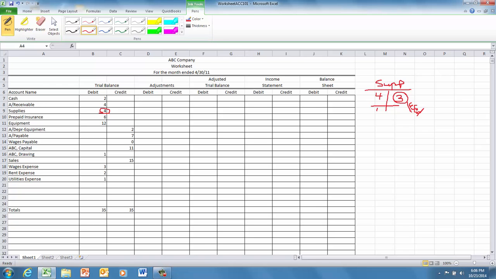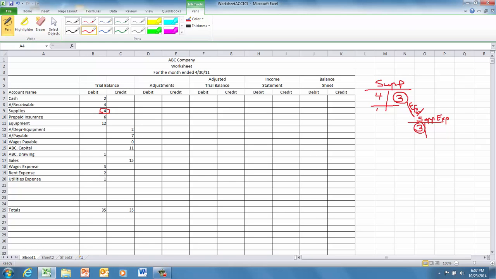and so $3, the part that I used, is going to go to an expense account, because of course using something is the key word for expenses. So I'm going to use supplies expense. And that $3 is going in there.